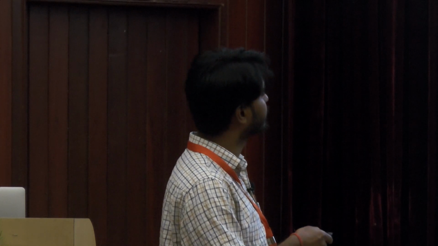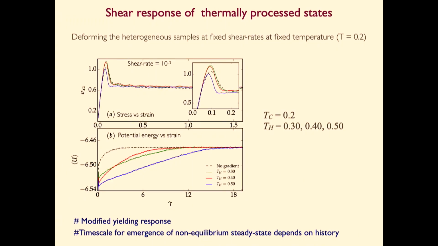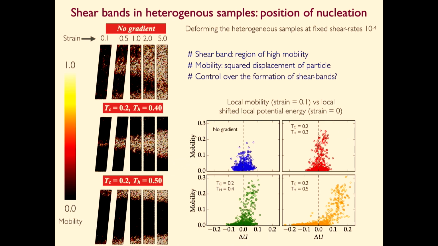So the energy is lower here and higher in the central region. That's why we see shear band nucleation for the 0.5 case, and maybe sometimes for the 0.4 case also, happening near the boundary where energy is higher, but in the 0.3 case and a few cases of 0.4 we are seeing that it is happening near the central region where energy is higher.